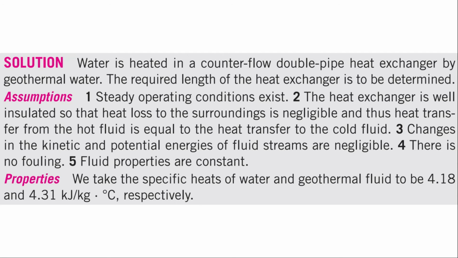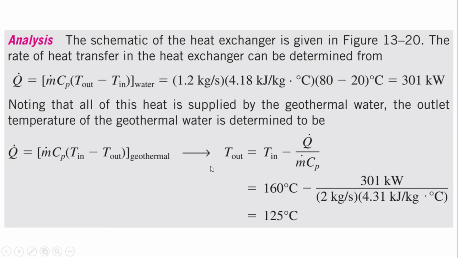So the fluid properties are constant. What other properties do we need? Take the specific heat of the water as well as the geothermal fluid. Simply we have to determine the specific heats for the cold fluid, which is simply water, and the hot fluid, which is given as geothermal fluid. So the specific heat for the cold fluid is 4.18, and the specific heat for the hot fluid is 4.131 kilojoule per kg per degree centigrade. So let me just perform the analysis.